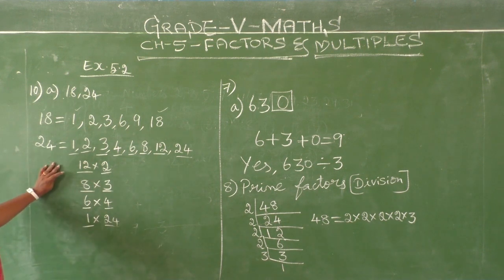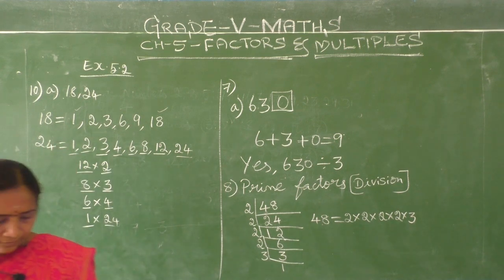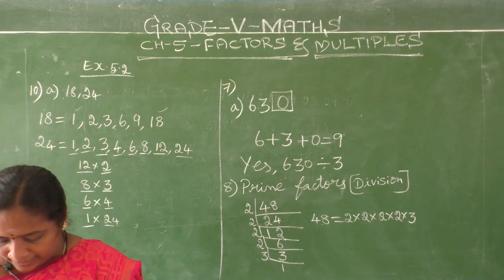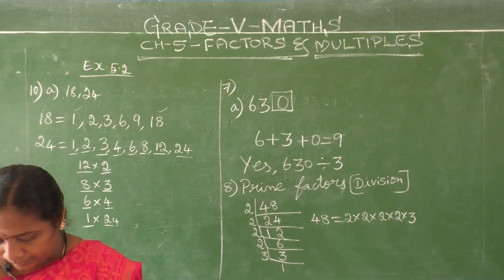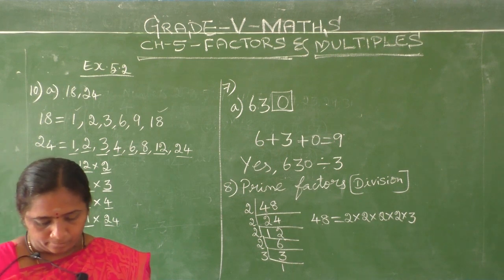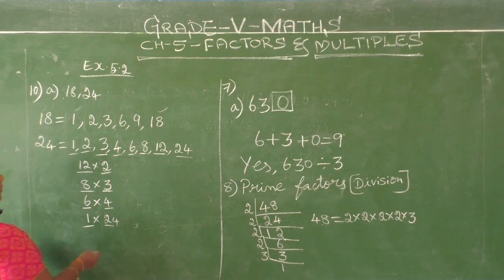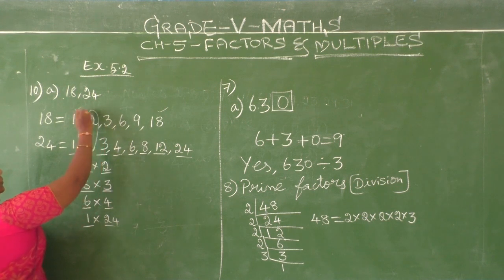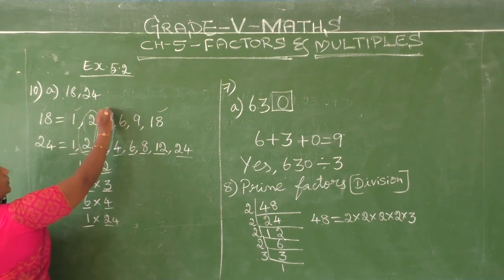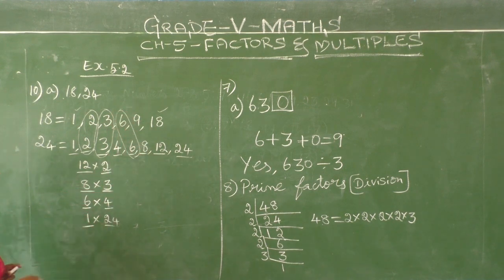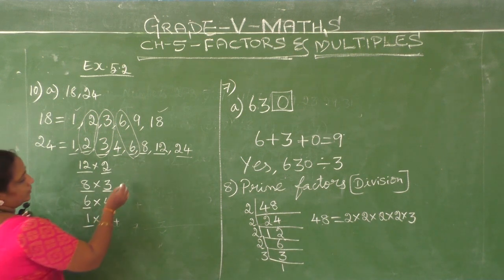Now what we are going to find out: you have to compare these numbers and find out the common factors. We are going to find the common factors of these two numbers. So what are the common factors? Common factor 1 is normal, leave it, go to the next one. 2, then 3, then 6. Are any other numbers common factors? No.